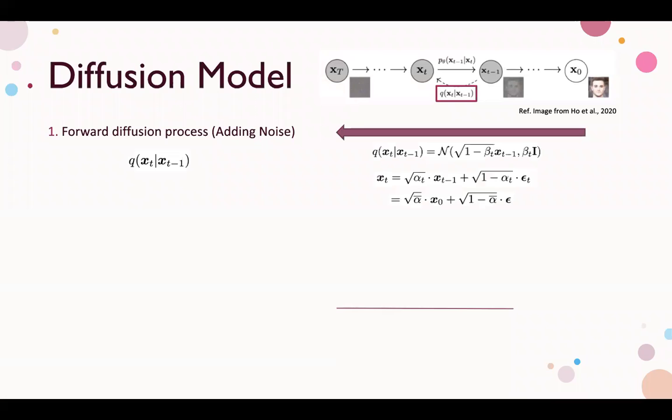Now, turns out because these are all Gaussians, you can write it in closed form such that given any input image, you can get xt at any time step t with just a single Gaussian epsilon.